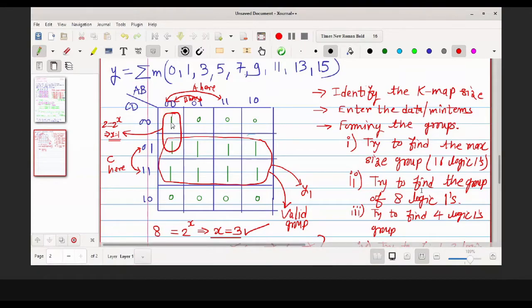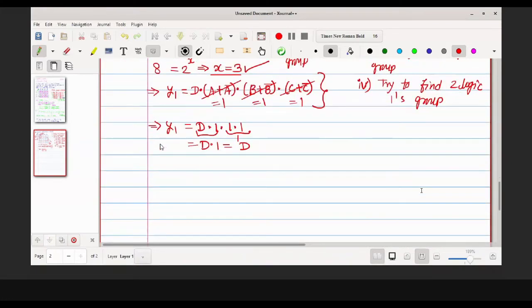So let's say when I jump from this first cell to this cell, A and B are as they are. Look at it. A is A bar and B is B bar, right? While C is also as it is, C bar and C bar. Only one variable is changing, which is D, changing from 0 to 1. So I denote it by Y2, right? So Y2 is nothing but A bar, B bar, C bar into D plus D bar, right?